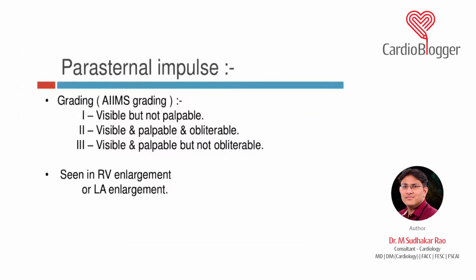Now how do you define it? It is only in the Indian system that we define and grade a parasternal heave, because it was first described by AIIMS, so it is known as the AIIMS grading of parasternal heave. Grade 1 is visible but not palpable. It is usually seen when you put a pencil at the left sternal border, and it will be just moving. Grade 2 is visible and palpable, and it is obliterable. When you keep your ulnar border or the pulp of the hand, it is palpable and you will be able to obliterate it with some force. Grade 3 is palpable but not obliterable even with full force of the hand. It is usually seen in patients with right ventricular hypertrophy.